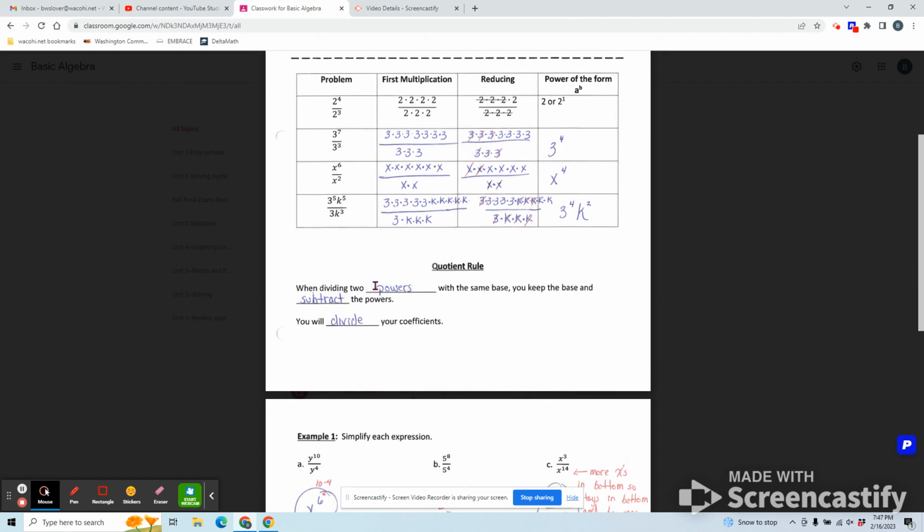So when you are dividing 2 powers with the same base, you keep the base. The base doesn't change, and you just subtract your powers. If there are coefficients, that's the larger printed number, not necessarily the larger number, the larger printed number, you divide your coefficients.